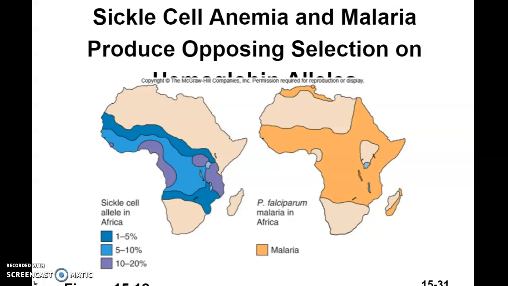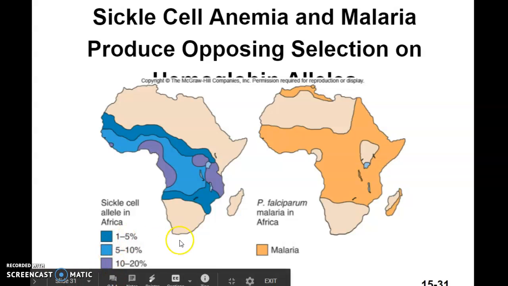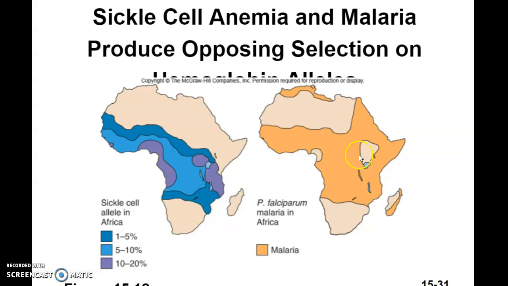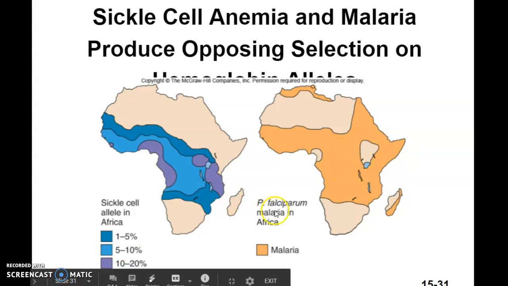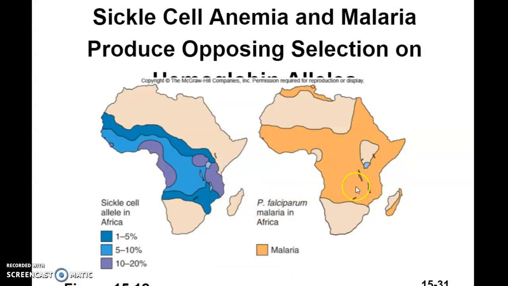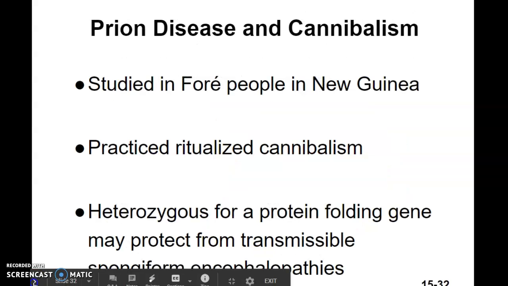And if we look in Africa, where malaria is particularly deadly, and we notice where we find sickle cell anemia and where we find the malarial organism here, you can see there's a lot of overlap in the gene and malaria. So that's balanced polymorphism, something good and something bad from the gene.